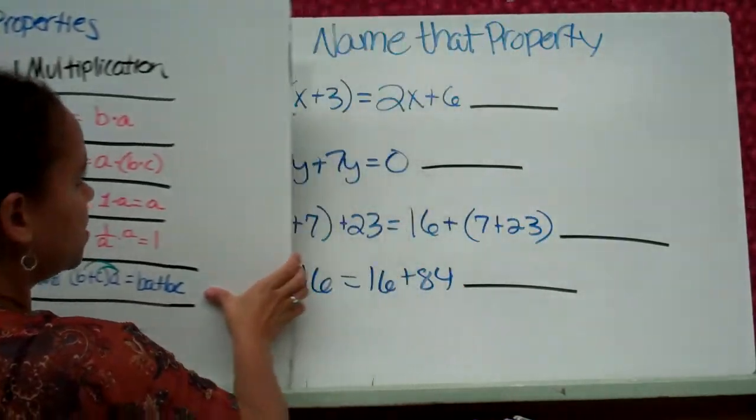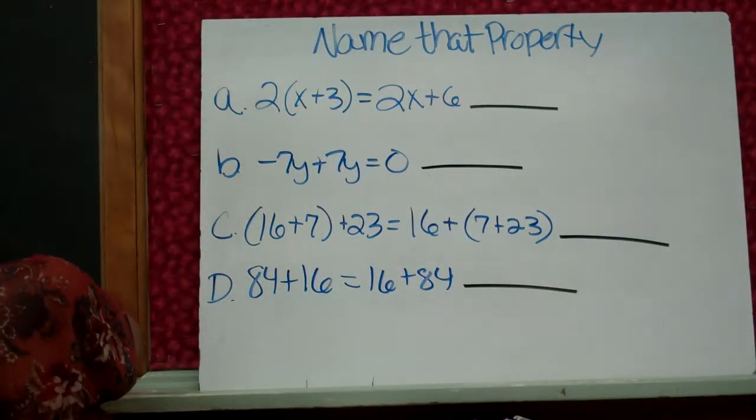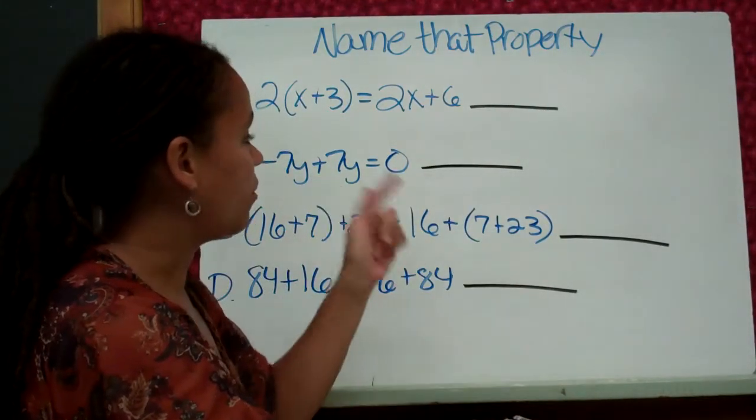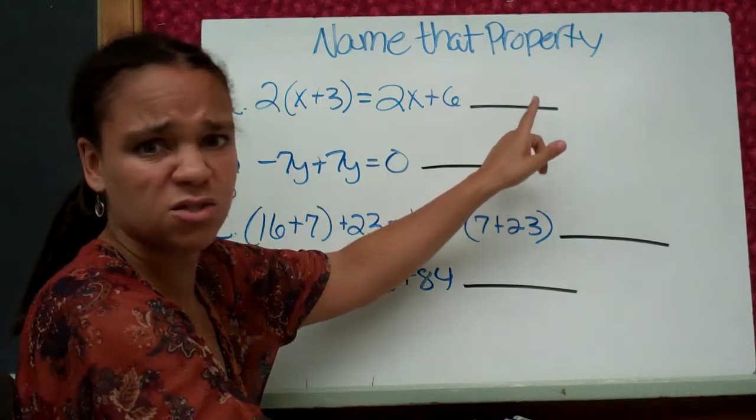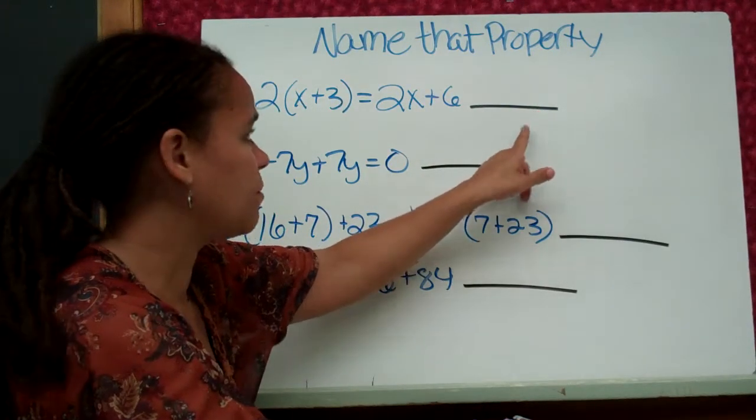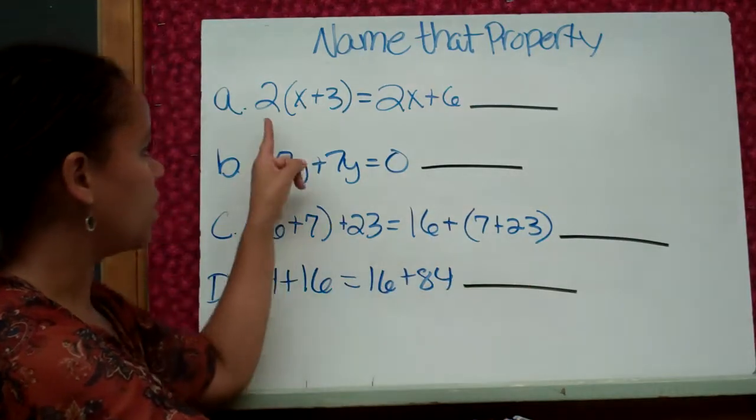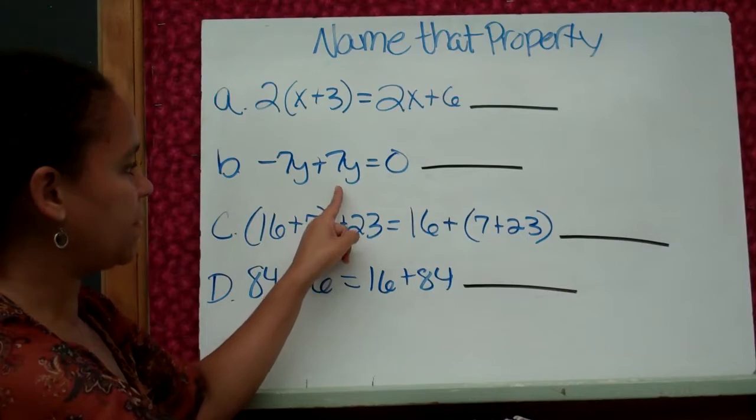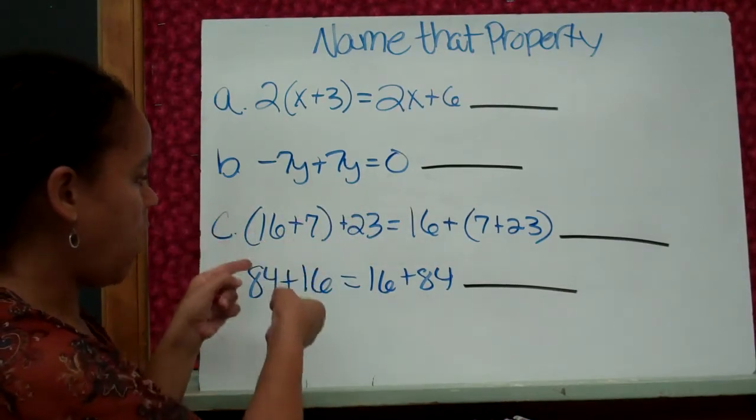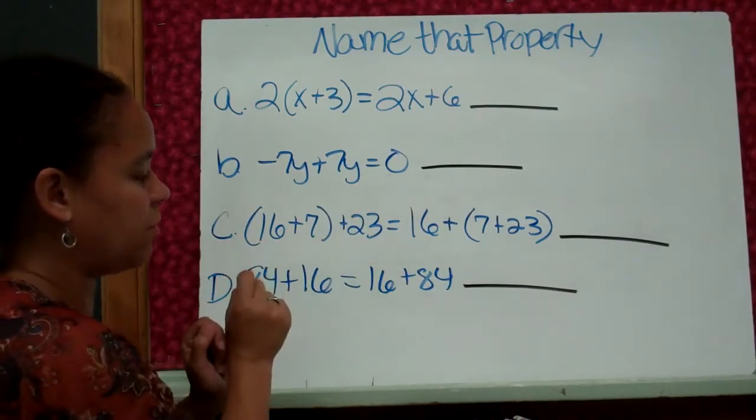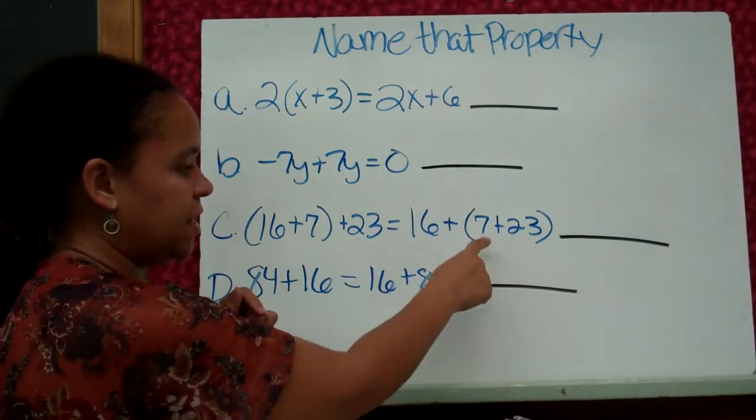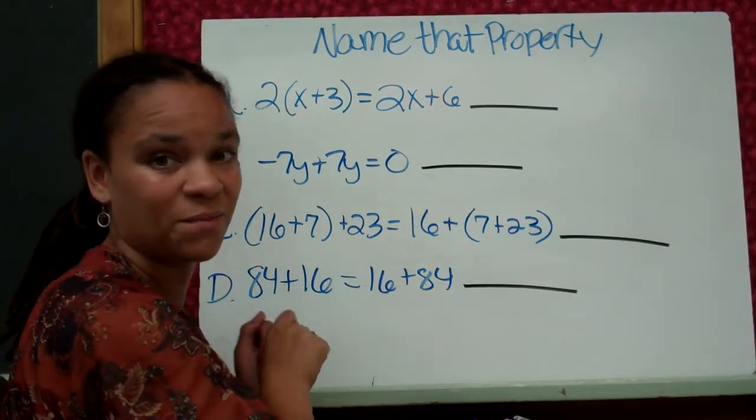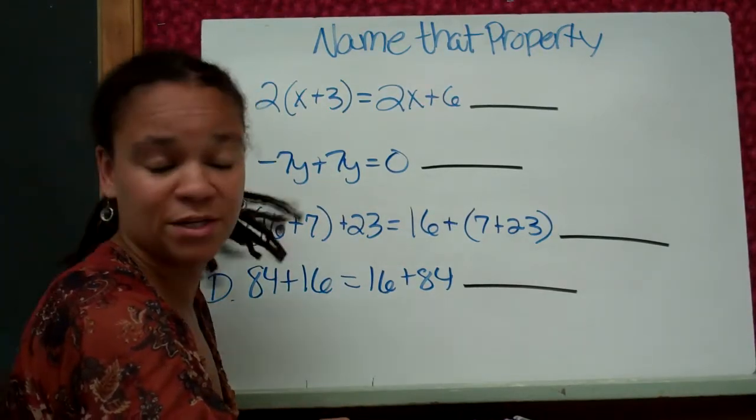All right. Now, this is your work for you to do. I want you to name that property. These 4 are for you. I want you to come in tomorrow and just tell me, is this distributive, associative, commutative? What is it? Tell me these 4. 2 times the quantity x plus 3 is equal to 2x plus 6. Negative 7y plus 7y equals 0. The quantity 16 plus 7, plus 23 is equal to 16 plus the quantity 7 plus 23. 84 plus 16 is equal to 16 plus 84. Tell me what those properties are when you get in tomorrow.